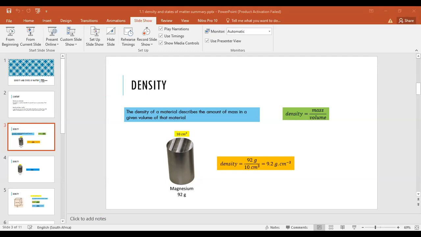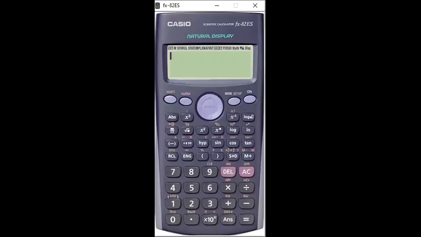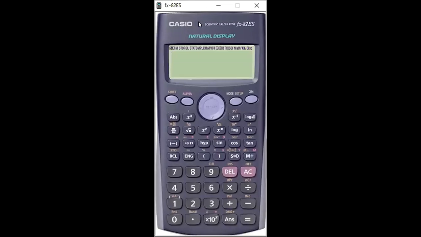Currently what you can see on your screen is 92 divided by 10. Now what you are going to see is the scientific calculator. 92 divided by 10, I'm going to show you what it is equal to. So it gives 9.2.